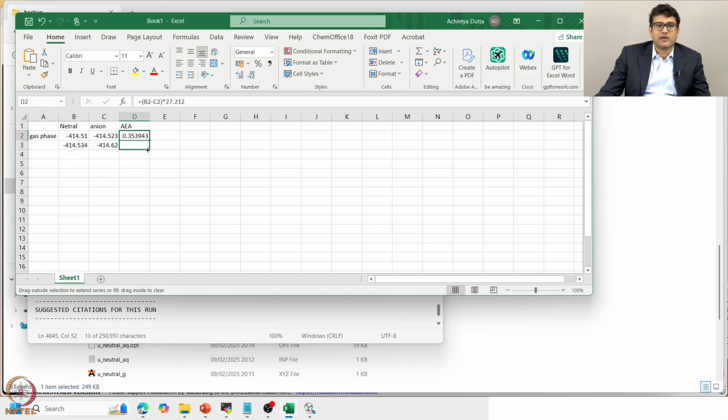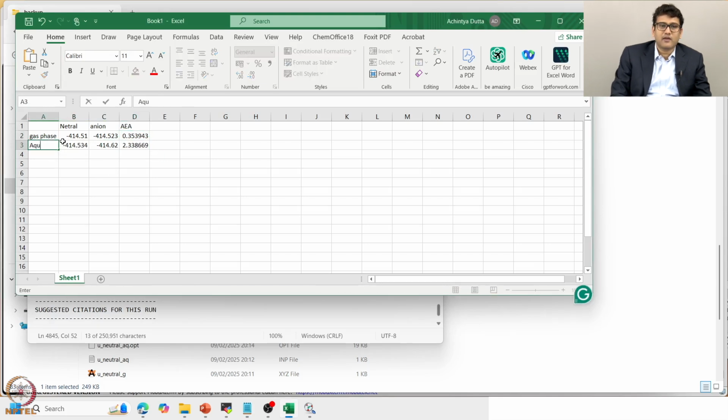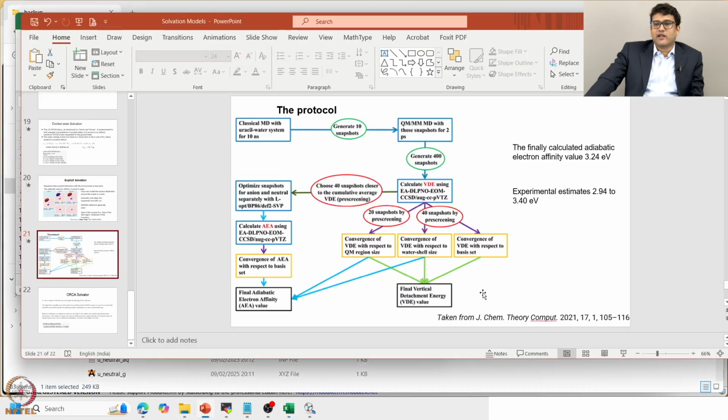the adiabatic electron affinity in the aqueous phase is 2.33. Now the actual experimental value is 2.94 to 3.40. So generally these PCM based methods can give you pretty bad values. However, if you do an explicit solvation, of course doing explicit solvation requires a lot of extended sampling procedure, you can get very good answers with respect to the experiment.